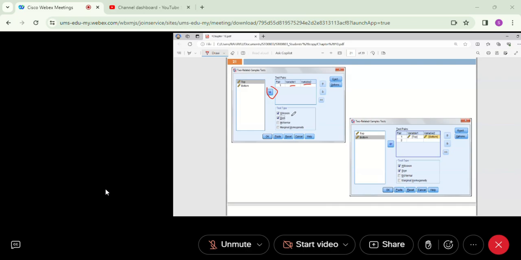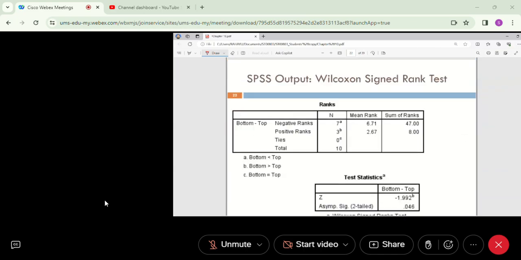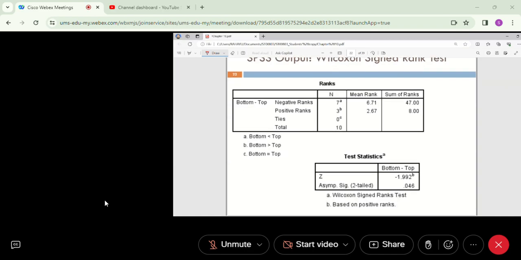Then you choose Wilcoxon and Sign as well if you want to. The other two, please disregard. Ignore them. When we click the top, it will go here, and when we click the bottom, it will go here, and then we click OK, or maybe you want to click Options for the statistics. So this is the output that we obtained from the Wilcoxon signed rank test.